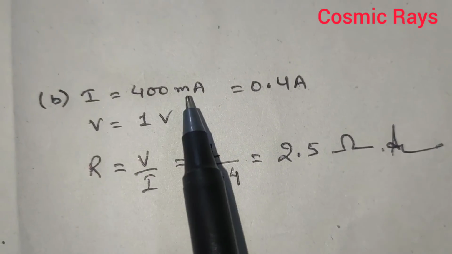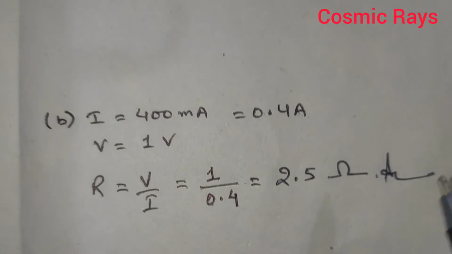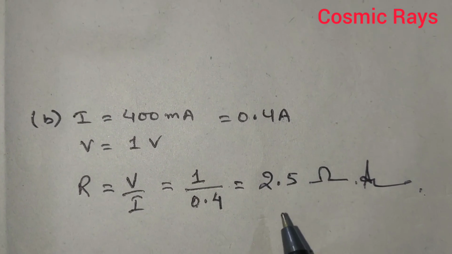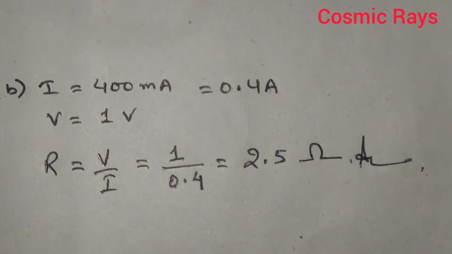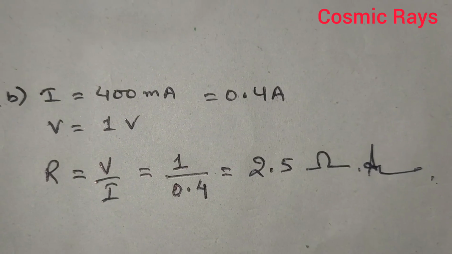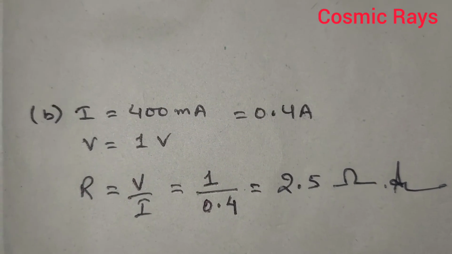And to compare, in the first case, when the current was 100 milliampere, the resistance was 2 ohms, and when the current increased, then it becomes 2.5. Simple logic is, when the temperature increases, the resistance will increase.